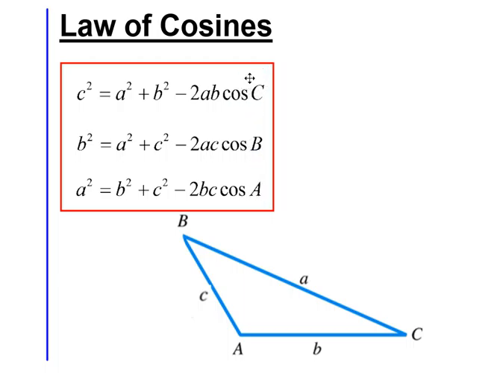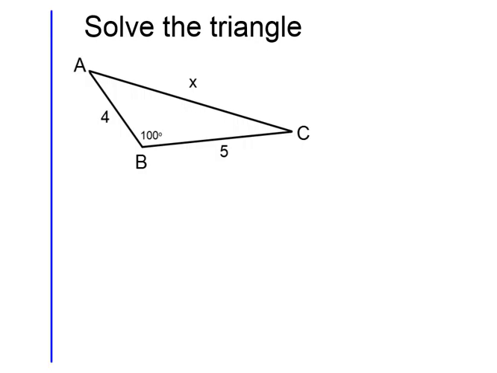You can use any of these at any time given which sides and which angles are available to you in a problem. All you have to do is be able to plug in the right angle and sides into the right spots, and you'll be able to simplify it and get your answer. So let's use the law of cosines in a situation. How about a situation that we couldn't use the law of sines on from the very beginning? So let's solve this triangle. Let's find the missing pieces.